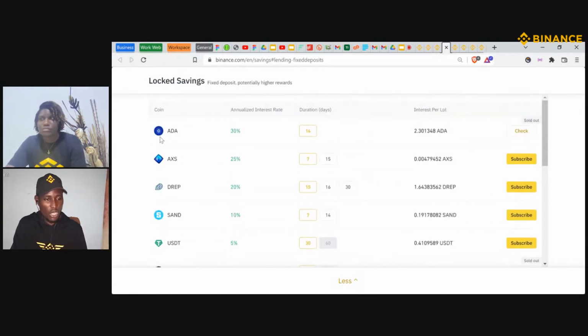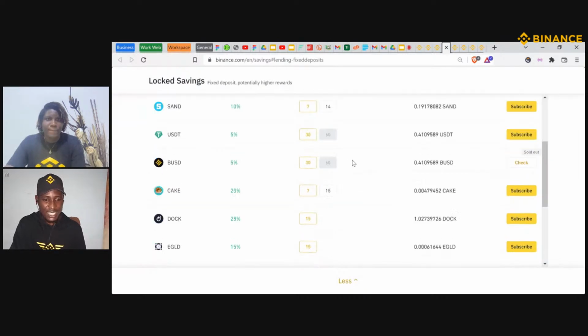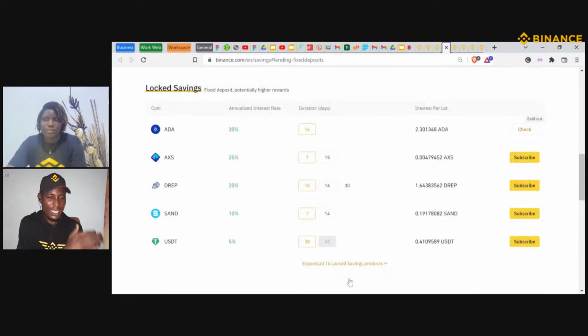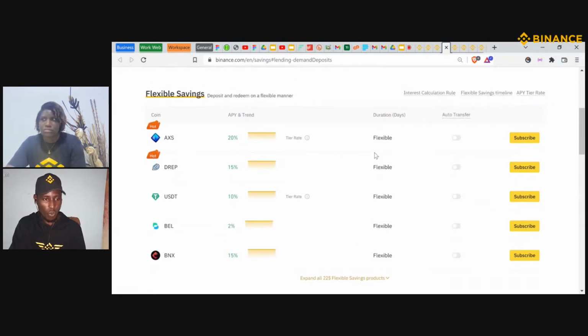So when you are sure of the crypto you want to stake, all you have to do is click on subscribe. You transfer the asset to your Earn wallet, and you can easily go ahead and stake. And immediately you stake, you get your earnings in your spot wallet 24 hours after you stake. So it's automatically sent to your spot wallet easily.